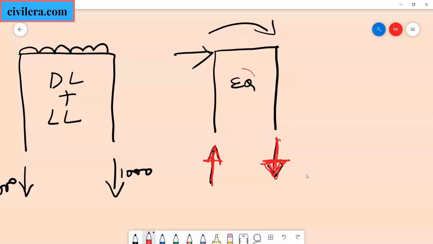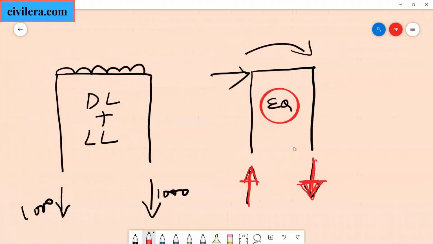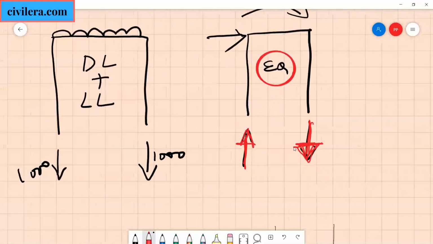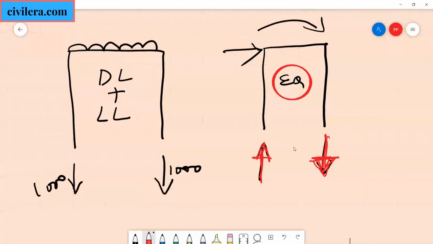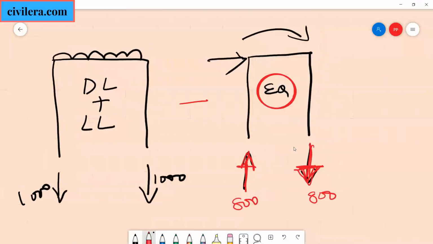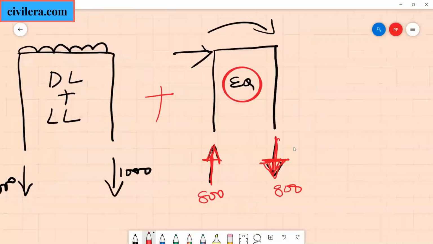So this is what earthquake or wind is going to do to your building. Now, as he rightly said, your dead load and live load is actually going to help you to resist this uplift. So assume that in this particular case, you got a reaction of, say, 1,100. Sorry, let me just correct that. Say, let us assume that you got a reaction of 800 and you got a reaction of 800. So when you add these two combinations, what is your final result?